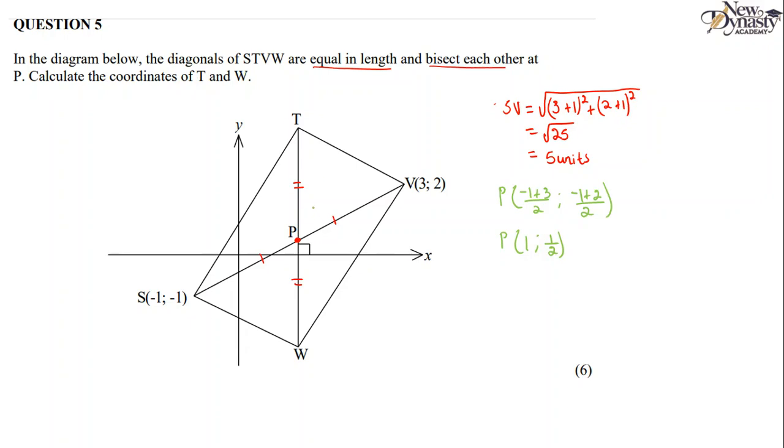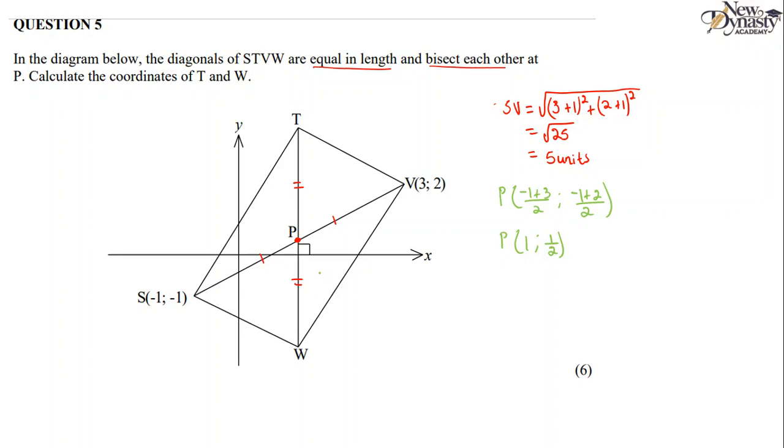So remember the question says we should calculate the coordinates of T and W. So how do we do that? But there's something very interesting about this diagram. We are given the right angle, which means TW is perpendicular to the x-axis. And what does that mean to us? It means then that TW is a straight line which is basically parallel to the y-axis, since it makes an angle of 90 degrees with the x-axis. Because you know that on your Cartesian plane, the y-axis and the x-axis, they are basically perpendicular to each other.